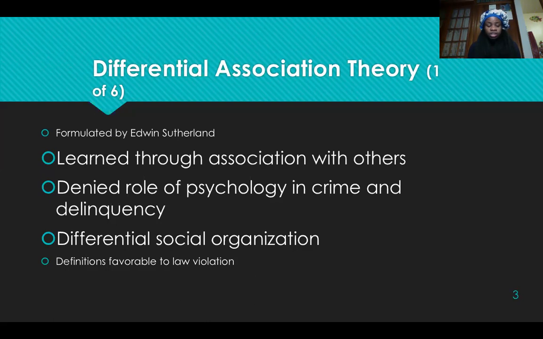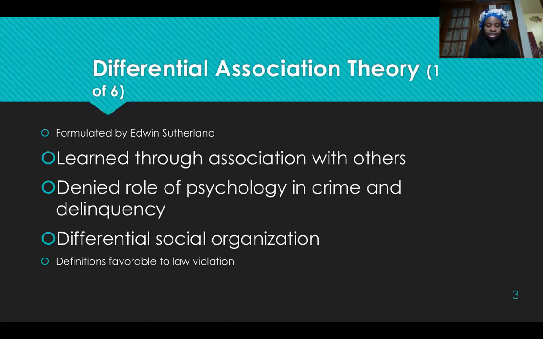Differential association theory, DAT. Okay, differential association theory was formulated by Edwin Sutherland, whose ambition was to devise a theory that could explain both individual criminality and aggregate crime rates by identifying conditions that must be present for crime to occur and that are absent when crimes are absent. Okay. This theory asserts that criminal behavior is learned through association with others who communicate their values and their attitudes.